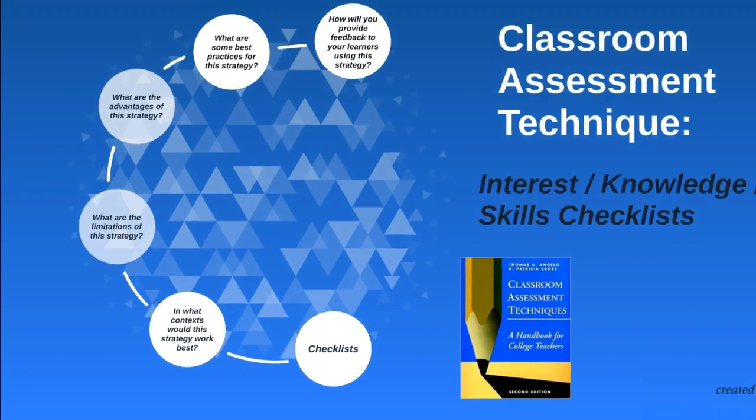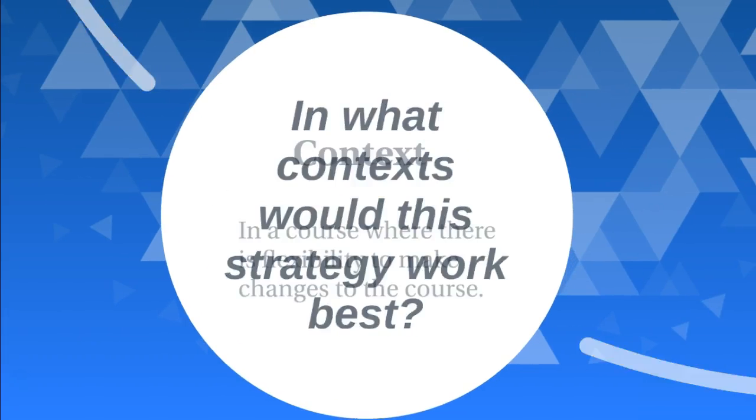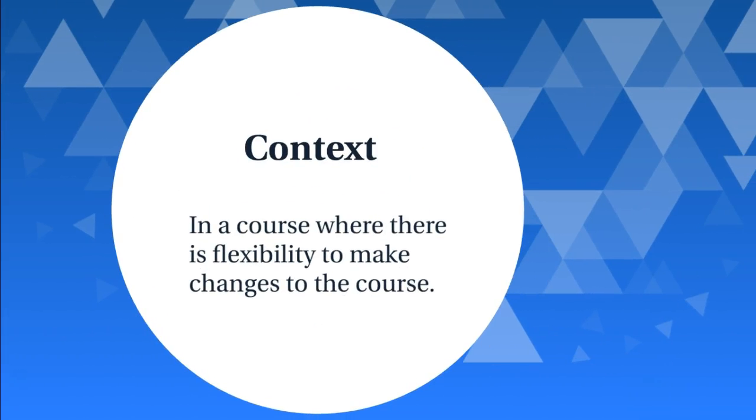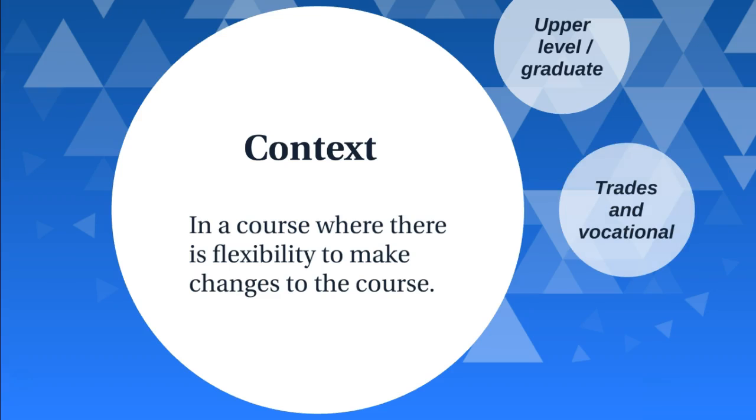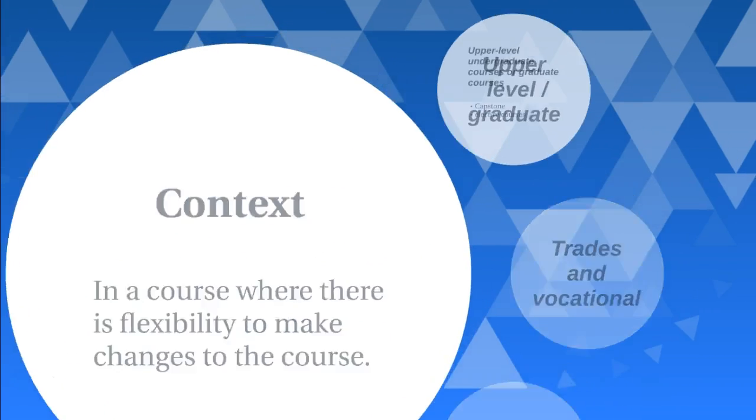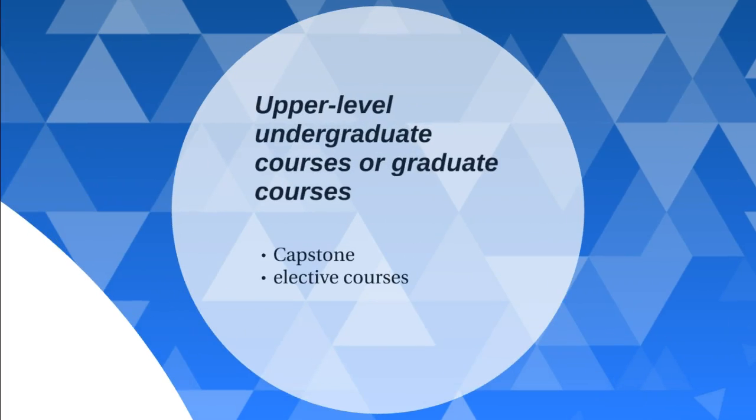So in what contexts would this strategy work best? Definitely in a course where there is the flexibility to make changes to the course. So say an upper level or graduate course, trades and vocational, or night school or adult education. In an upper level undergraduate course or graduate course, such as a capstone course or an elective course, there may be the ability to make small changes based on the information provided by the students on these checklists.